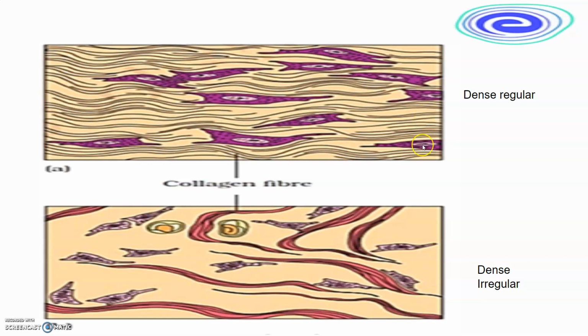Dense irregular connective tissue has fibroblasts and many fibers which are mostly collagen, and they are oriented differently. So this tissue is present in the skin, and then there are cartilage, bones and blood, and various types of specialized connective tissues.